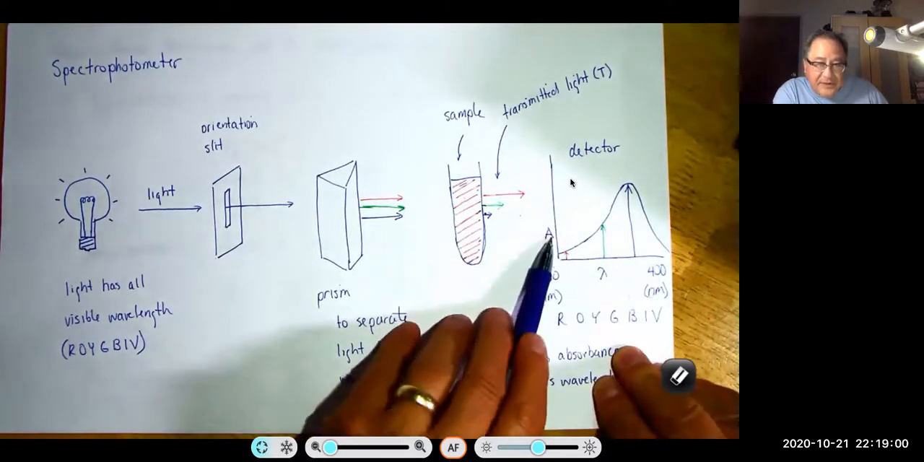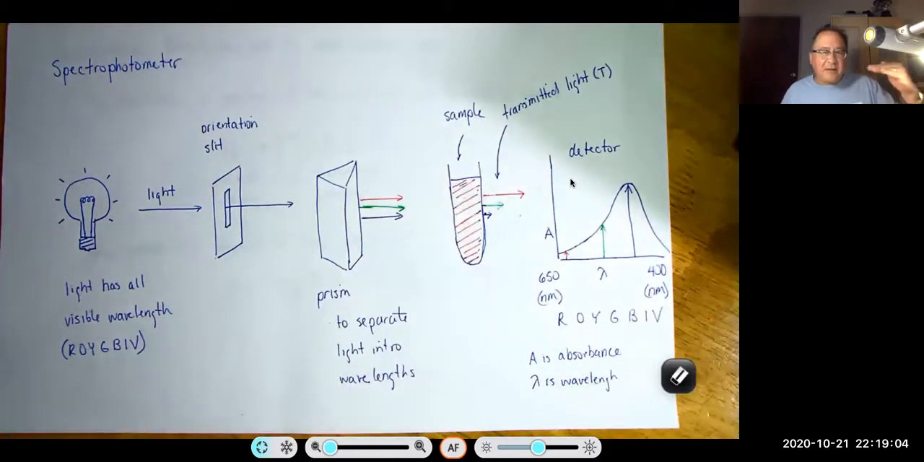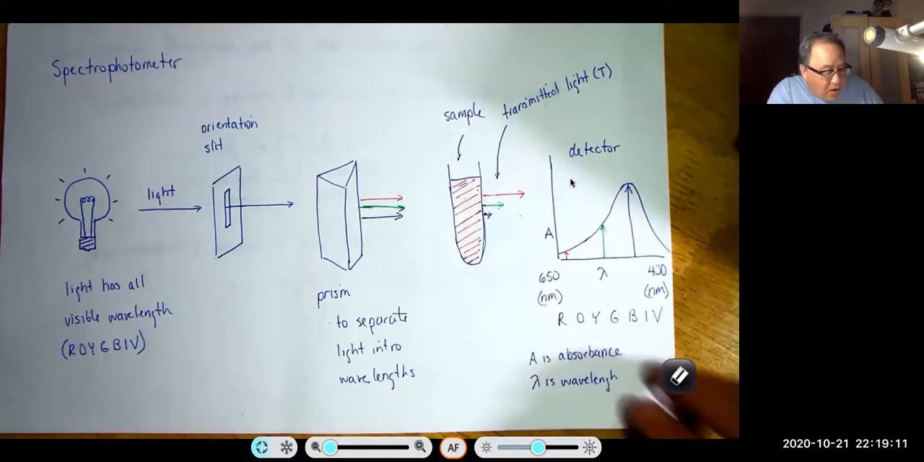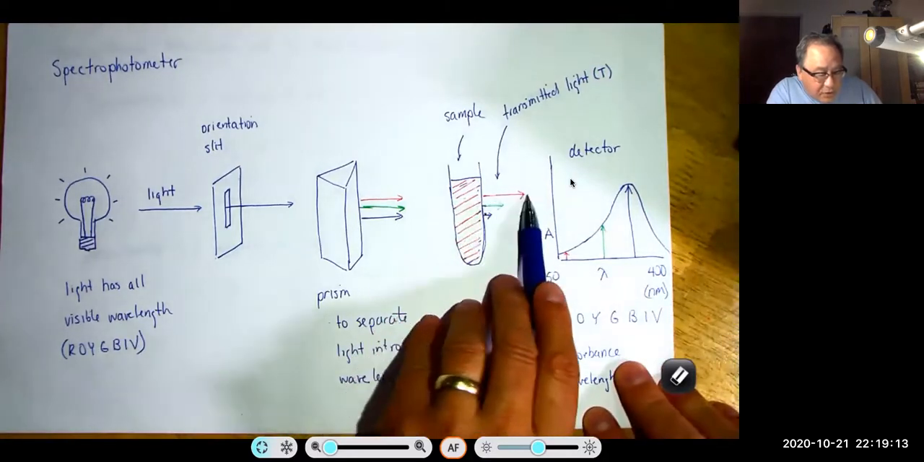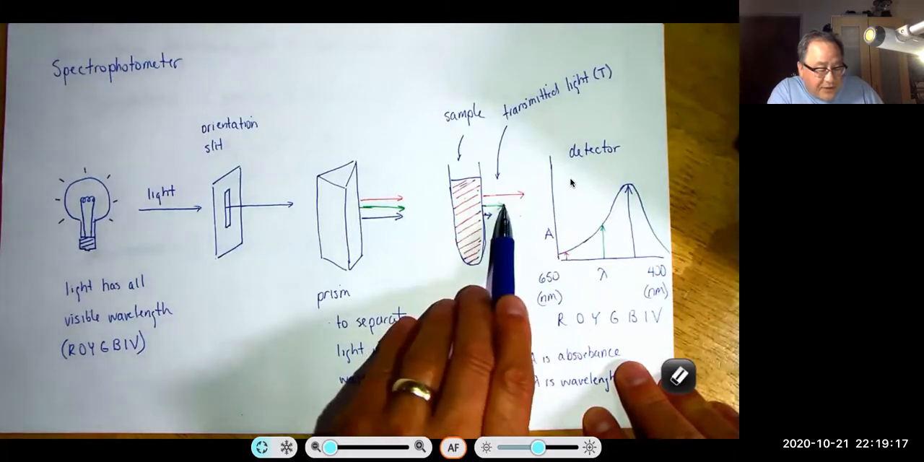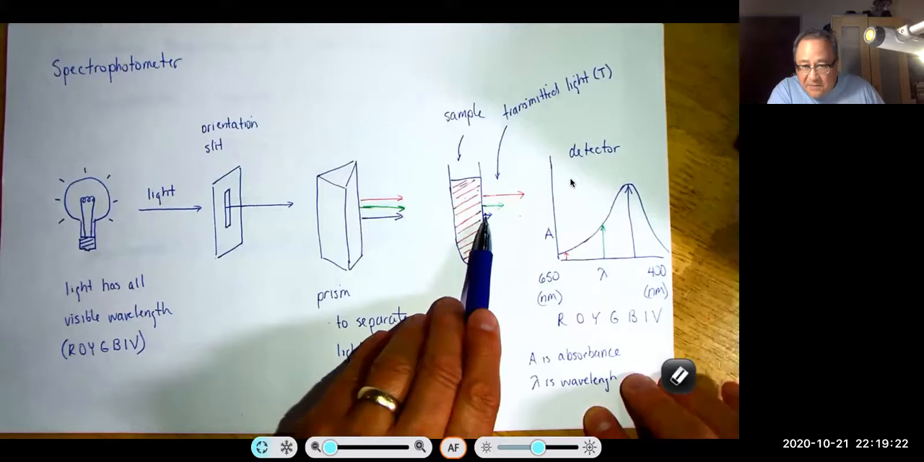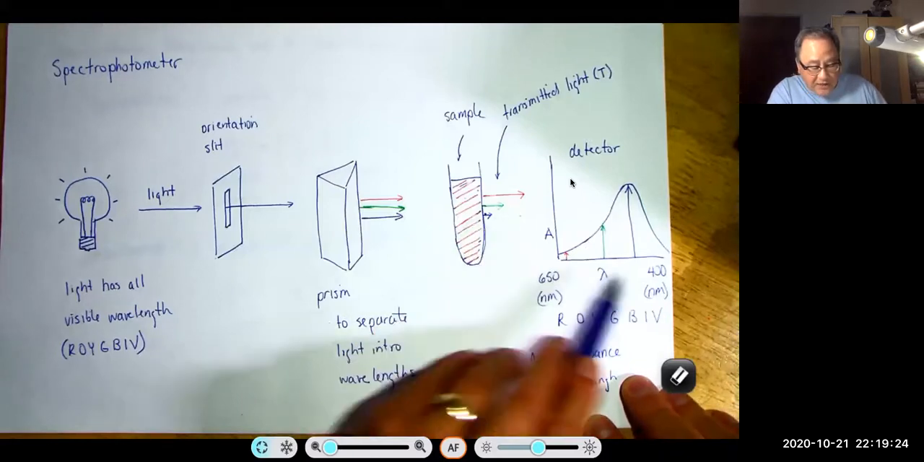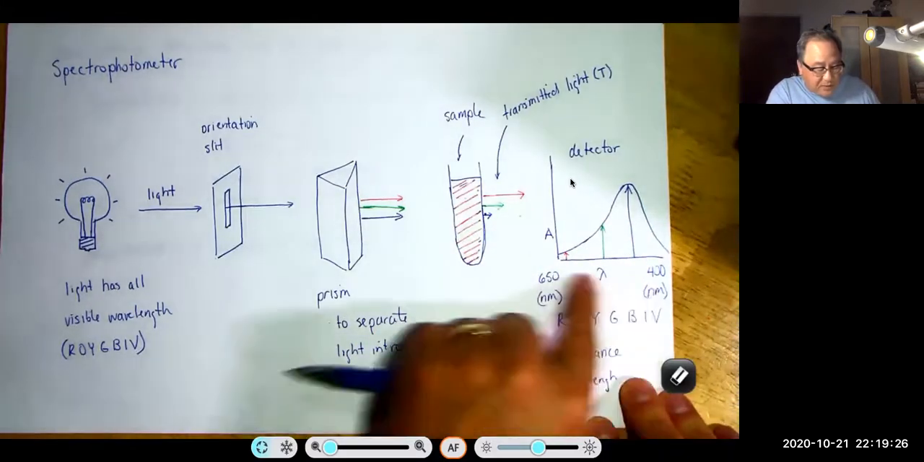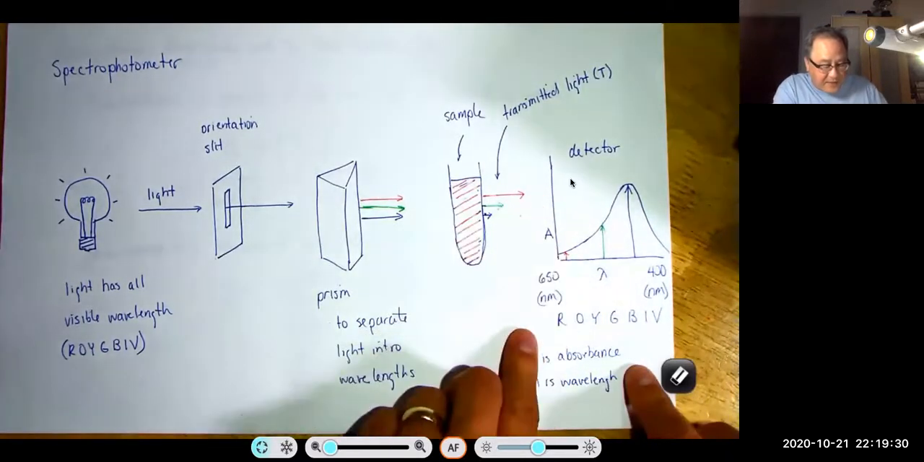Now, the absorbance is the opposite of transmittance in a way. Transmitted is how much light gets through. Absorbed is how much light gets absorbed or stopped. So if all of this red light gets through, very little gets absorbed. If a little bit of green gets through, a little bit gets absorbed. If just a little tiny bit of blue gets through, a lot gets absorbed. So this is what the absorbance spectrum would look like for the Roy G. Biv absorbance spectrum at our detector.